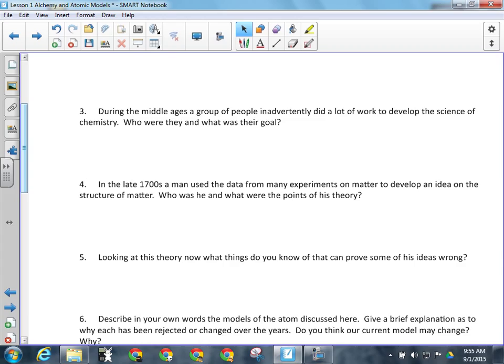All right. Number 4, late 1700s, a man used the data from many experiments on matter to develop an idea on the structure of matter. Who was he, and what were the points of his theory?